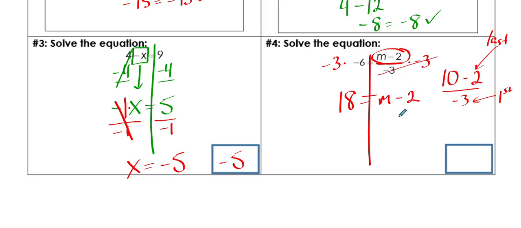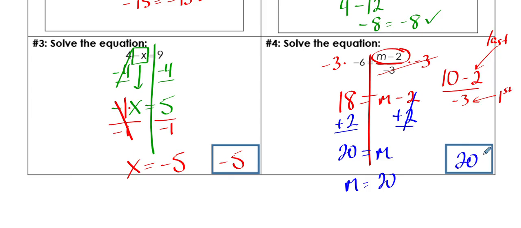One last step here, m minus 2, I have to do the opposite of minusing 2. I'm going to add 2 to both sides, that gives me 20 equals m. You can write it as m equals 20, or really just 20 is our solution here.